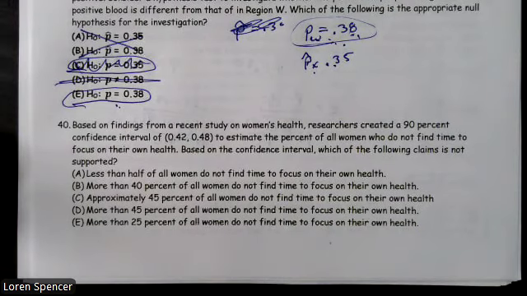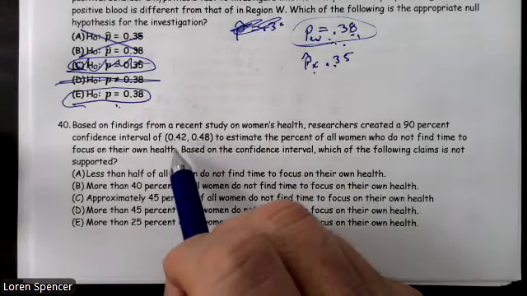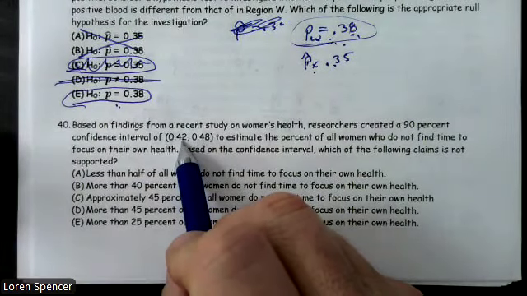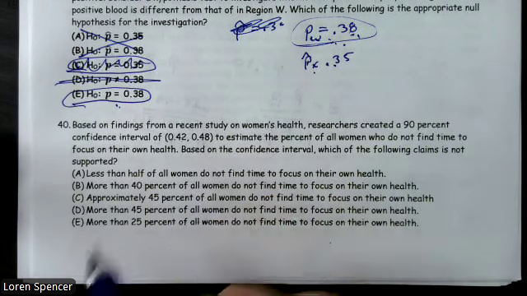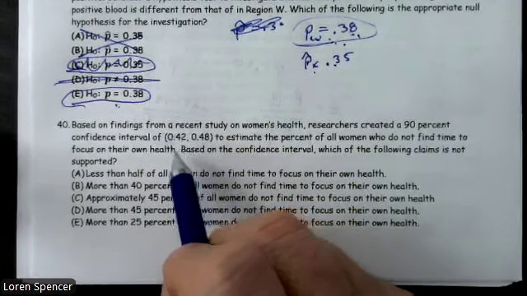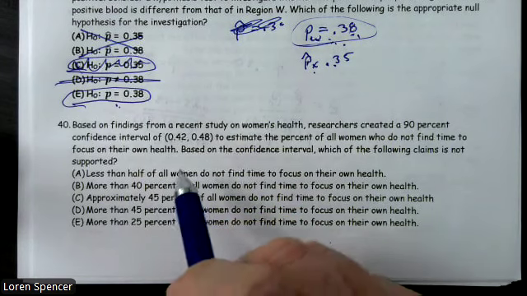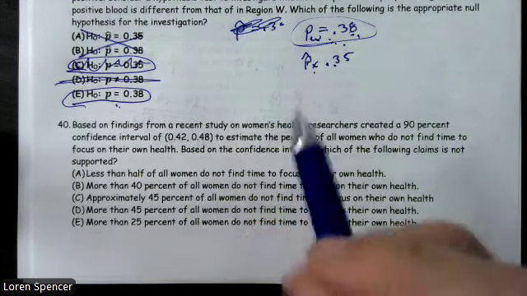Based on the findings from a recent study on women's health, researchers created a 90% confidence interval, 42 to 48, to estimate the percent of all women who do not find time to focus on their own health. So 42 to 48% of women do not find time. So that means at least 42%, but no more than 48%. So less than, well, we'll come back to that.